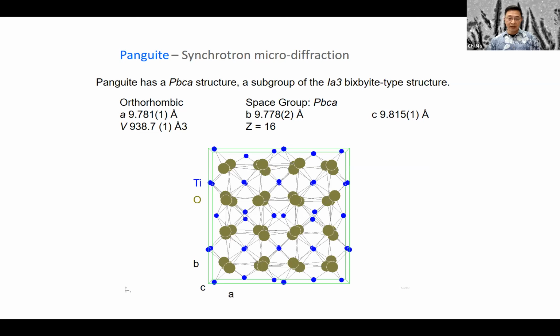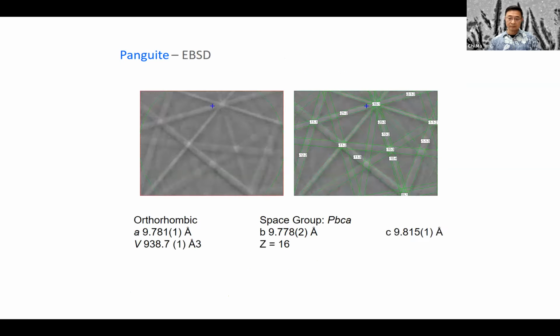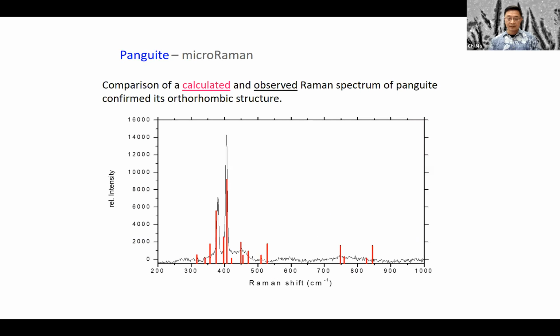Synchrotron diffraction shows panguite has an orthorhombic structure, a subgroup of the Bixbyite type structure. This structure matches perfectly to the EBSD pattern. This plot showing the comparison of calculated and observed Raman spectra of panguite confirms its orthorhombic structure. If panguite were a cubic structure, we would only see one main peak here.